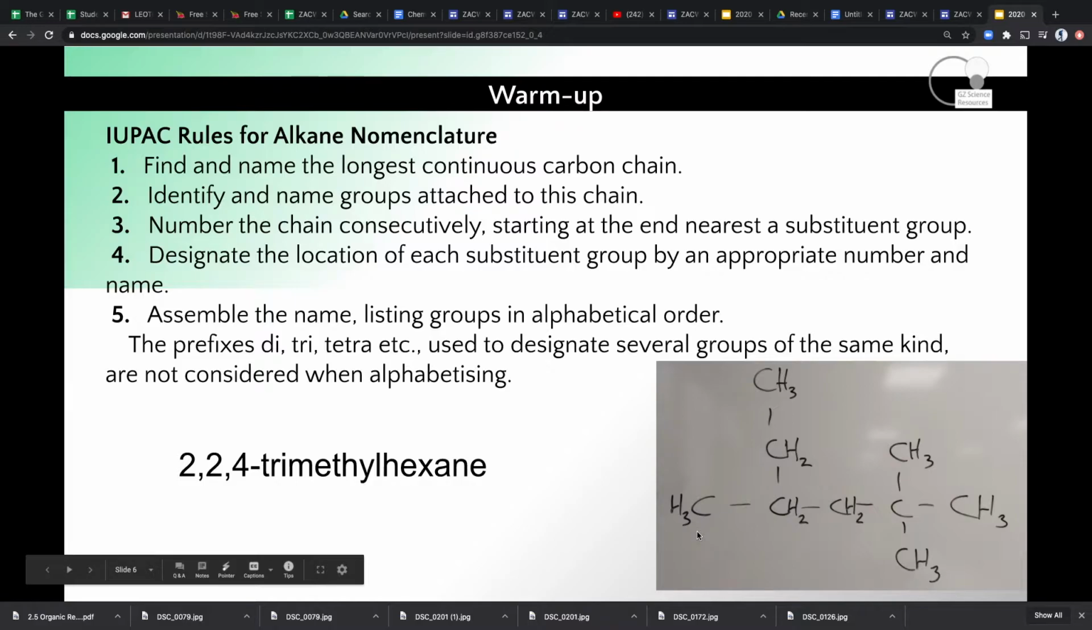If we have more than one, we have to use the prefix di or tri. You were fine with that, right? 2,2-dimethyl when we were considering the pentane being the longest chain. And that's because there's 2 methyls. Here there's 3, so we have to use the prefix tri. Right, yeah, cool.